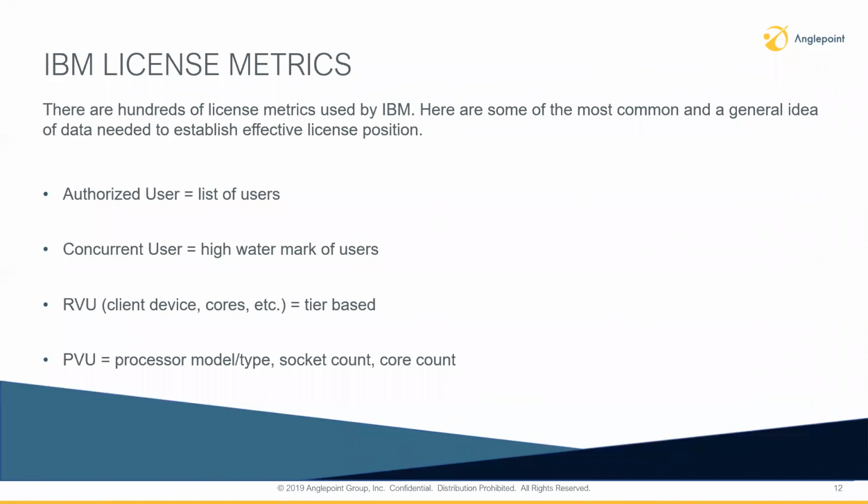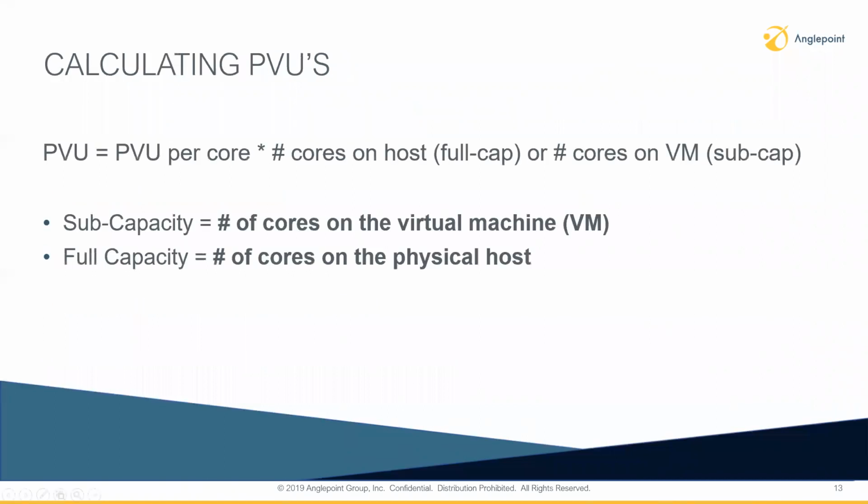Okay, so let me get back here to the next slide. Calculating PVUs. The way PVUs are calculated is you take the PVU per core, and I'll get into how you identify what that is. It's an IBM-designated PVU per core assignment that they make based on the processor that you have installed on the physical host. So that's one part of the equation.